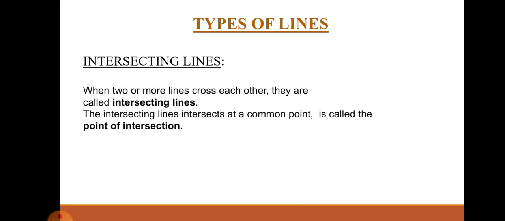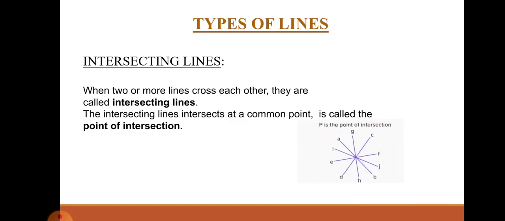Here also we are going to take some pairs of lines. You already know what intersecting lines are. When two or more lines cross each other, they are called intersecting lines. The point at which intersecting lines meet is known as the point of intersection.